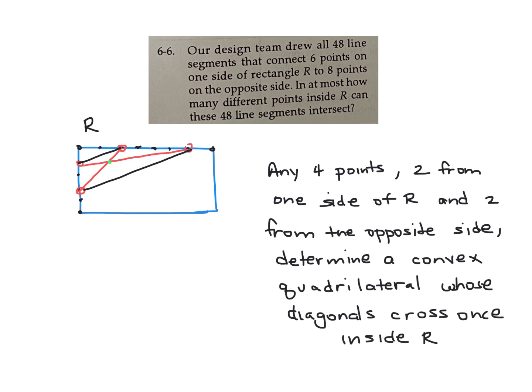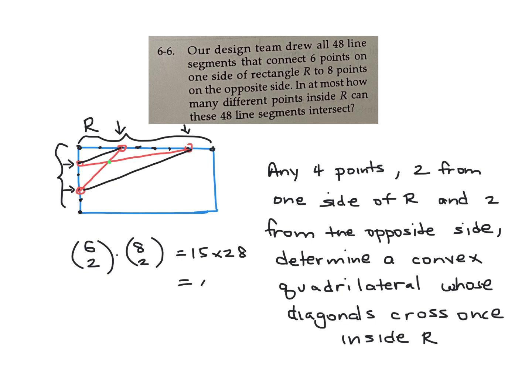Okay. From this side, there are 6 points. From those, you need to choose 2, just as we did. We chose this one and this one. And then similarly from this side, there are 8. From those, you need to choose 2. And then multiply them. So this would give me 15 times 28, which is 420. And that, 420, is the answer to this question.